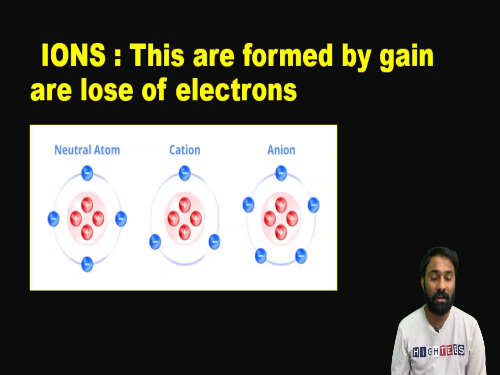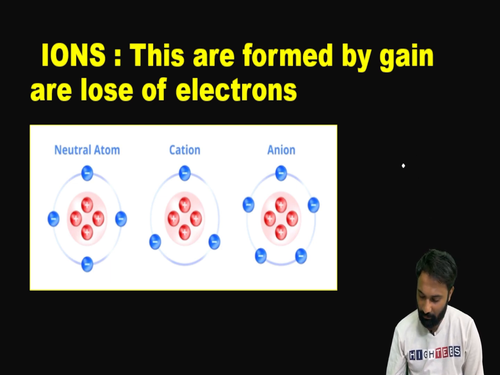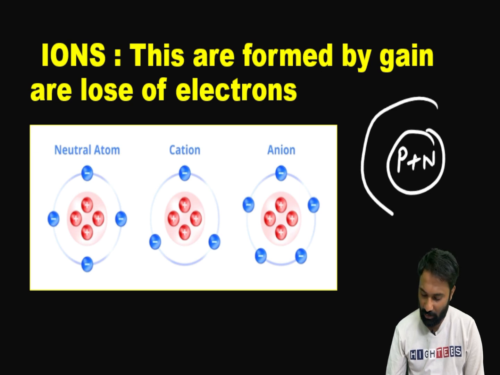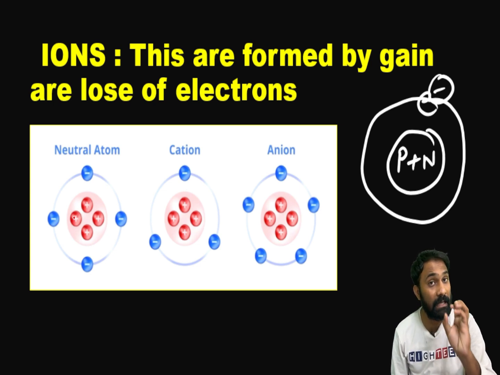What is the meaning of ions? How do ions form? Before going to ions, we have already studied the atom. An atom contains the nucleus, with positively charged protons and neutral neutrons, and electrons revolving around it. This is a neutral atom. When can we say the atom is neutral? If the number of electrons present equals the number of protons in the nucleus, then we call that atom neutral.